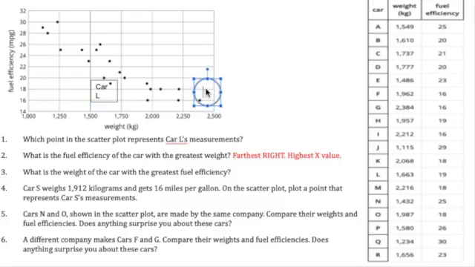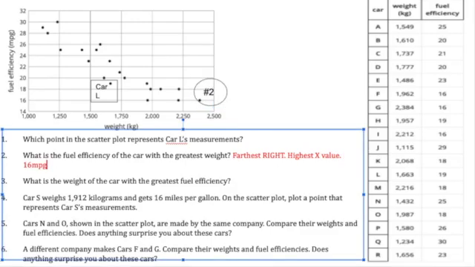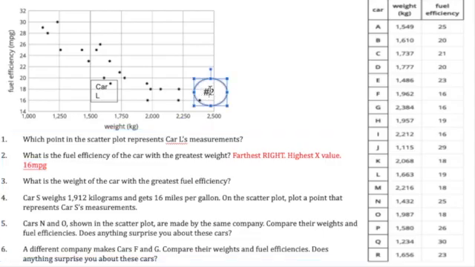So I'm going to add some text to that. So that's our point we chose from number 2. Okay, so that point had the highest weight, so that's the car with the greatest weight right there. And the fuel efficiency of that car is 16 miles per gallon. So that's the answer. The fuel efficiency is 16 miles per gallon, and that's the point I used for number 2. Okay, so I'm going to copy this so I can use it for the next question.